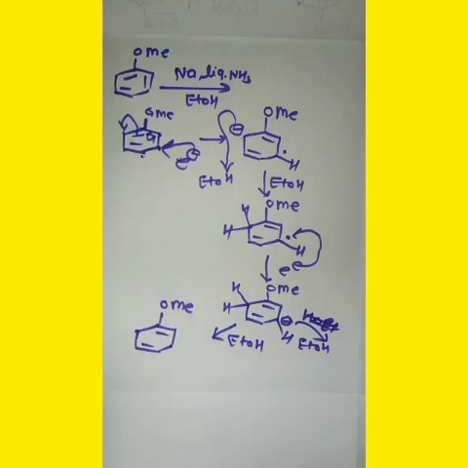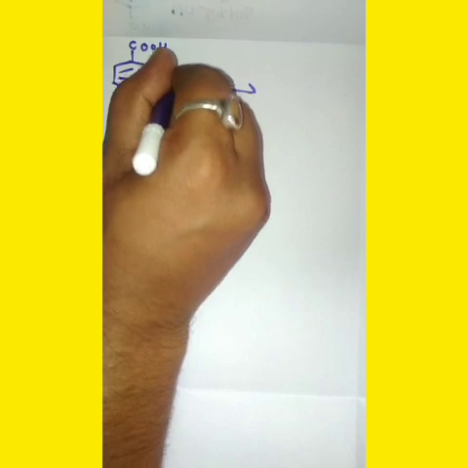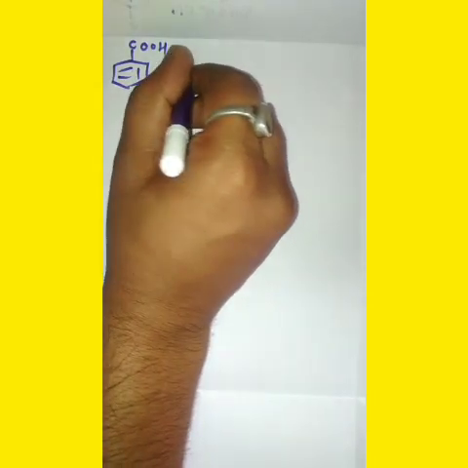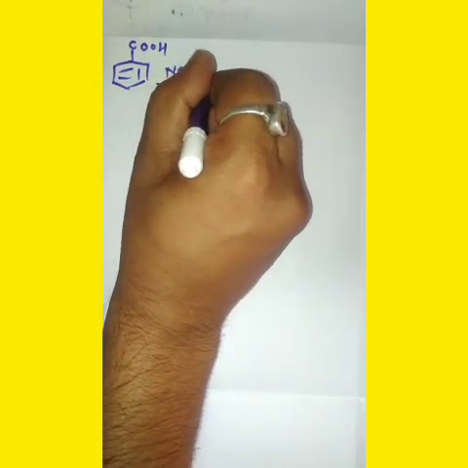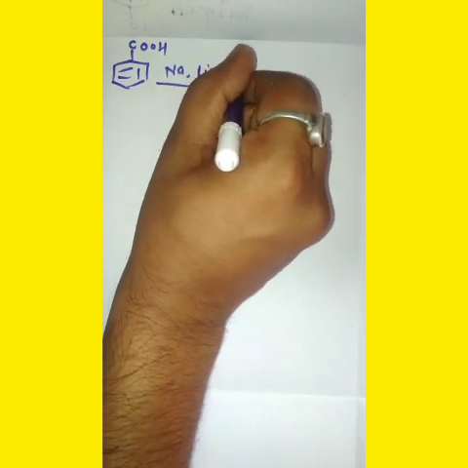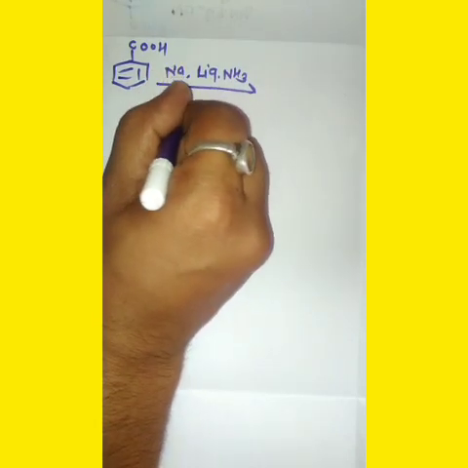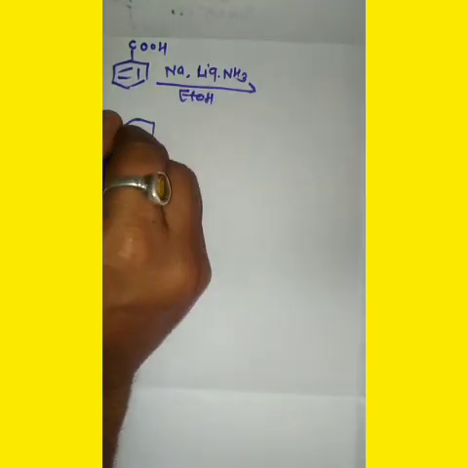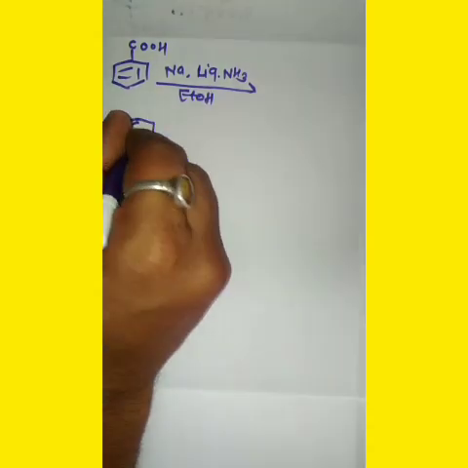Now see the mechanism for the aromatic ring attached to electron withdrawing groups. Same here, that is the condition: sodium in liquid ammonia and ethanol as a solvent. Now see the step-by-step mechanism for electron withdrawing groups.